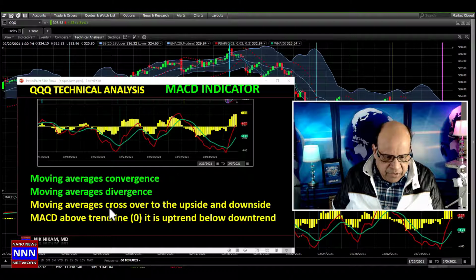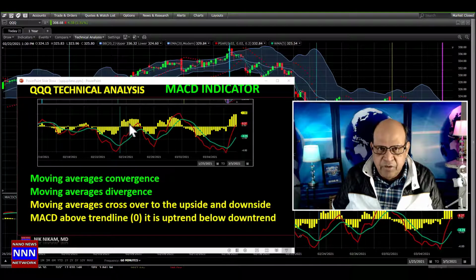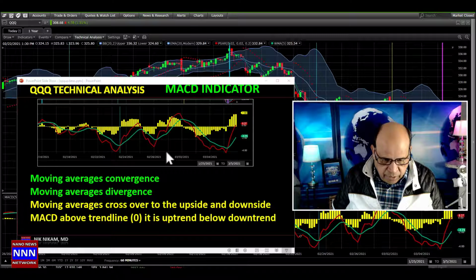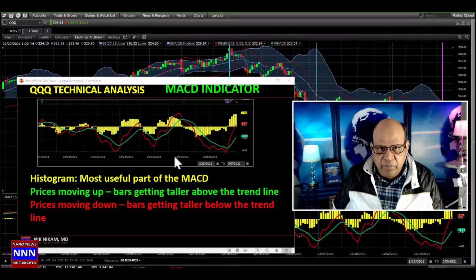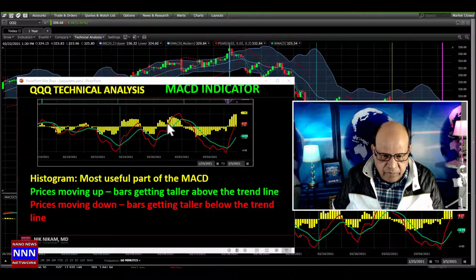The moving averages above the trend line are on the upside of the market, and it is a positive trend. The bars below the trend line are negative, or the stock is moving against the main trend. The histogram is supposed to be the most useful part of MACD. Prices moving up produce bars getting taller and taller above the trend line. As you can see, they're small, tall, taller, tallest.